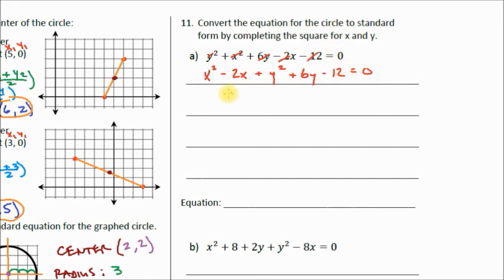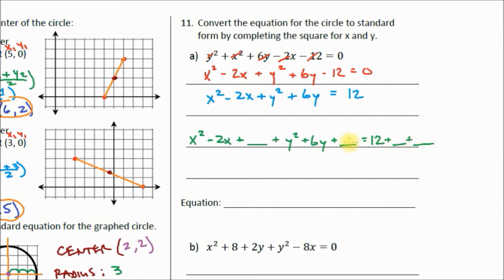Next step, move the constant to the other side. X squared minus 2x plus y squared plus 6y equals positive 12. When we move it to the other side, the sign changes to positive because we're adding 12 to both sides. Alright, next step, make a space so we can complete the square. X squared minus 2x plus something plus y squared plus 6y plus something equals 12. And then we put 2 blanks on this side because we're adding 2 numbers to the left, we have to add 2 numbers to the right.